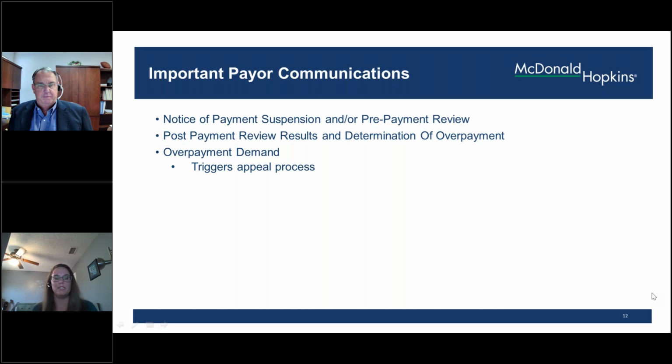The actual overpayment demand is what triggers the appeal process in Medicare. It can be a very short time frame for turnaround, so keep that in mind. We'll get to those deadlines a little bit later. But to stop recoupment, it can be as short as 30 days, which is why you want to start moving on this as soon as you get that post-payment review result. Unless you have anything to say on that, Jeff, I think I'll breeze through that one. Okay, let's move on to the next one, please.